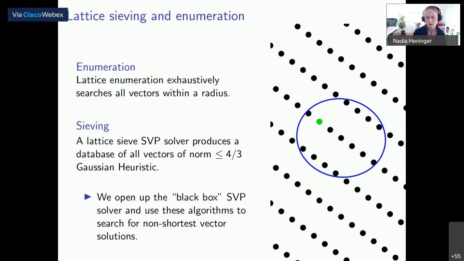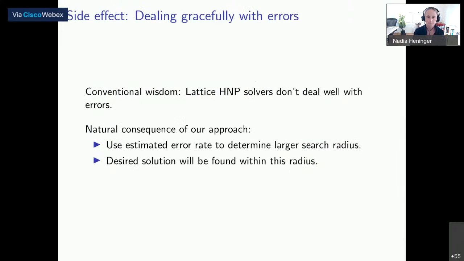So this allows us to push past the parameters that people thought these algorithms just wouldn't be solvable at. As a side effect, the lattice technique also deals much more gracefully with errors than people believed in the literature. It was believed that the lattice-based hidden number problem solvers didn't deal well with errors, because if you got an error, your vector was unlikely to be the shortest one in the lattice anymore, and therefore you ran into issues.